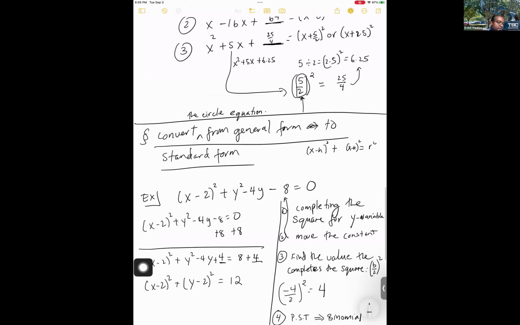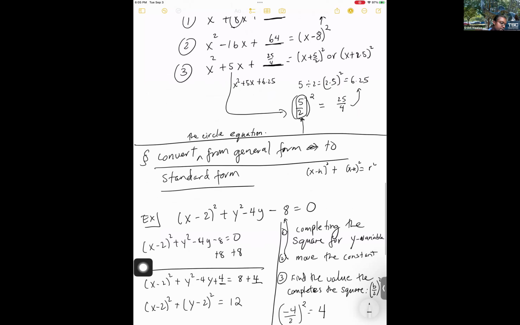What I did was I did the bonus. If I have this right here, a perfect square trinomial, I can write it as a binomial raised to the second power. Questions there?